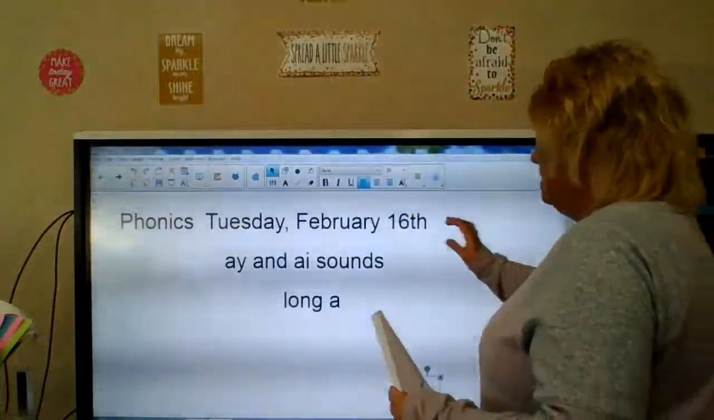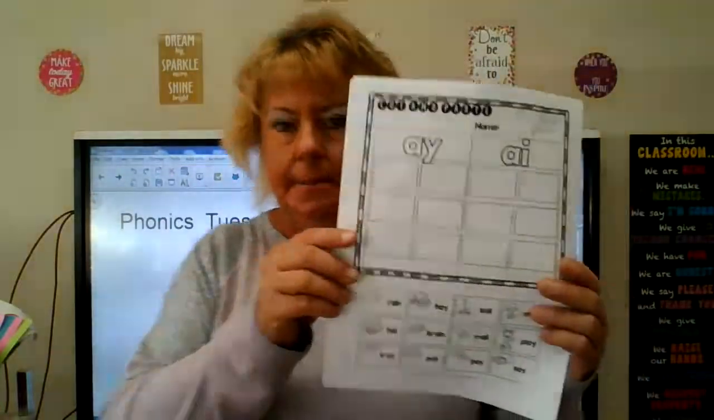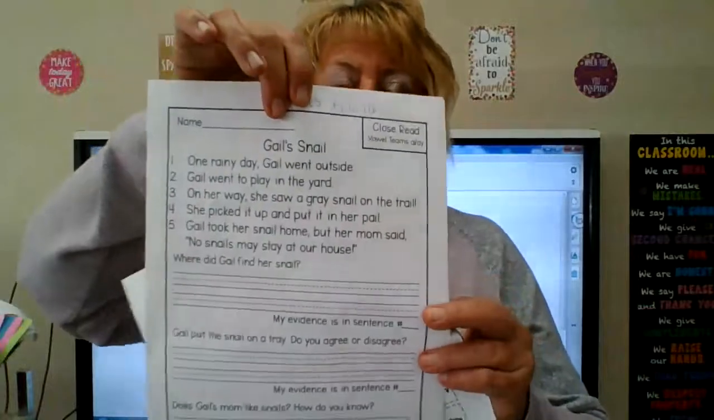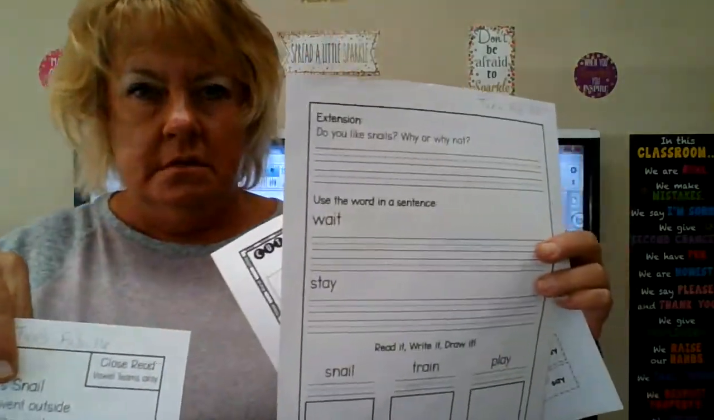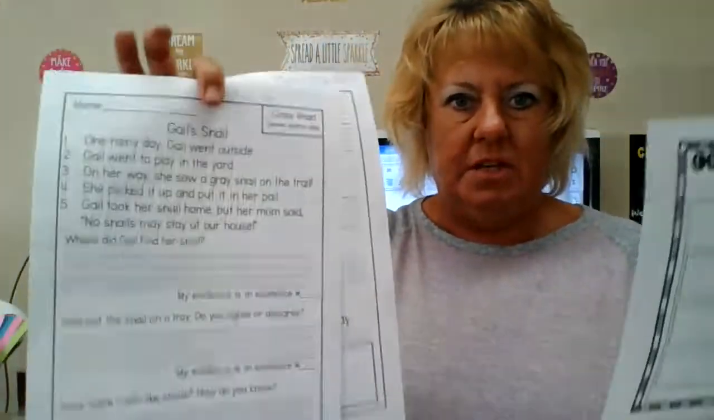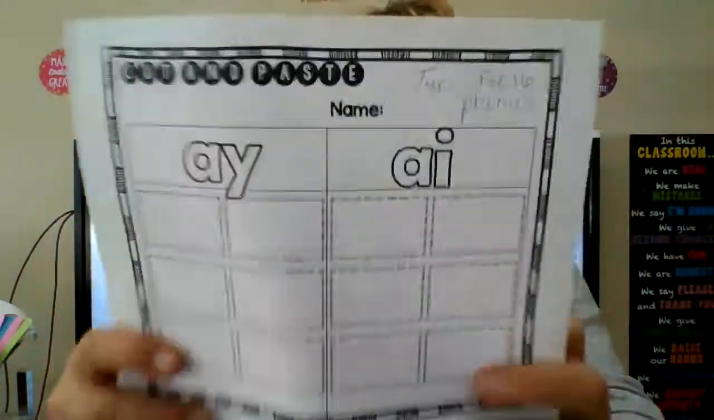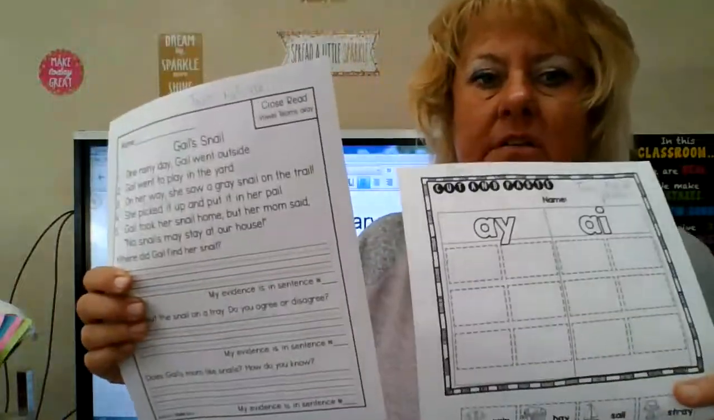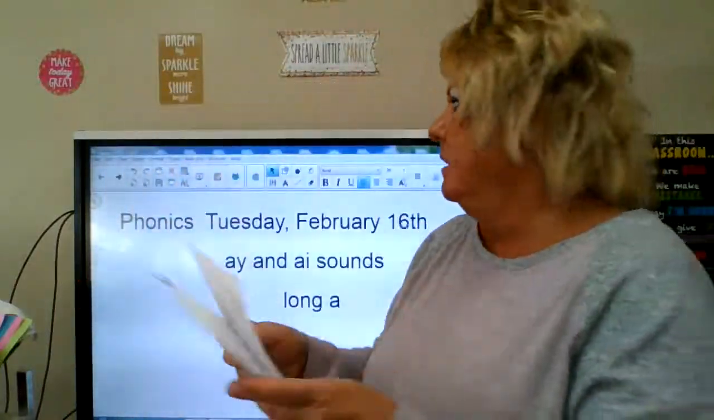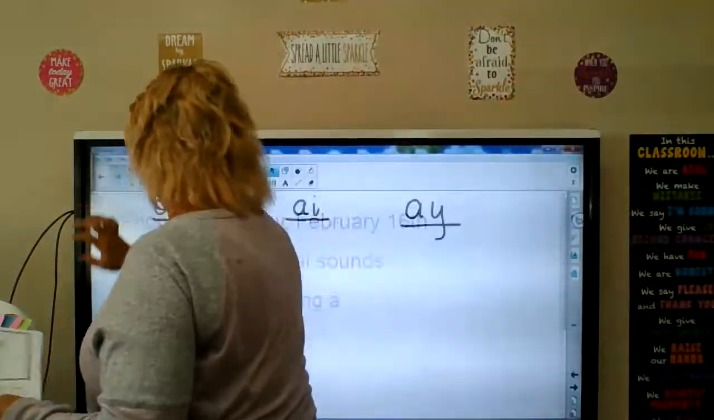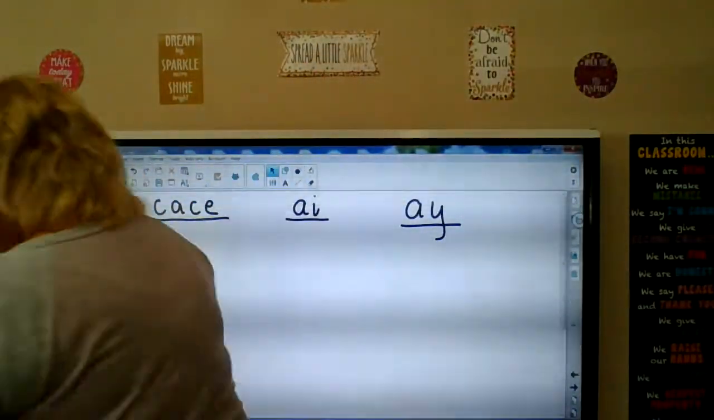Okay, for today you're going to need these pages: A-Y, A-I, which says the date, and Gail's snail, and the back. So we're going to do 3 papers, but 2 are back to back. Actually you'll need these 2 papers. All right, so we're going to start first with introducing ways to make A.